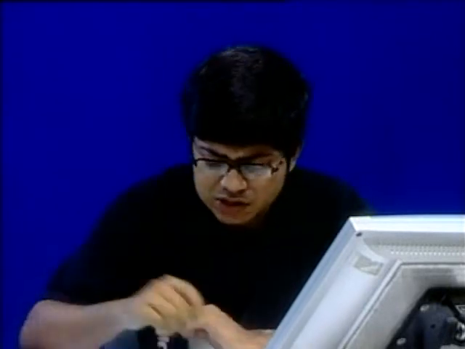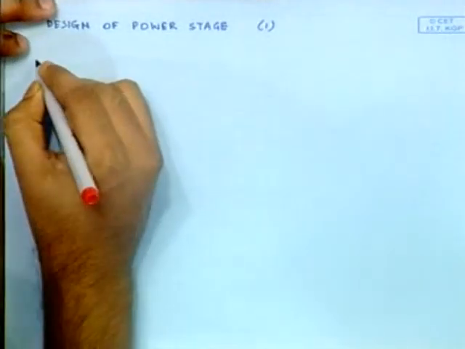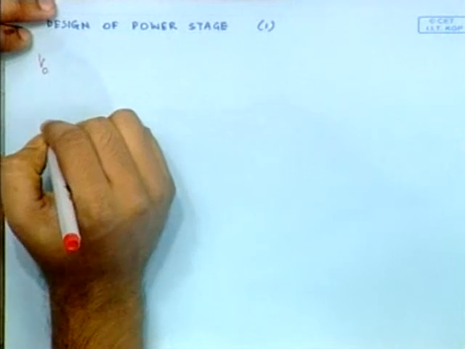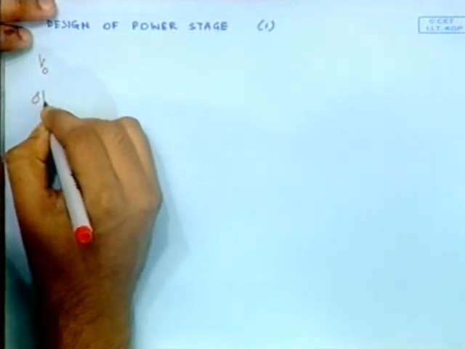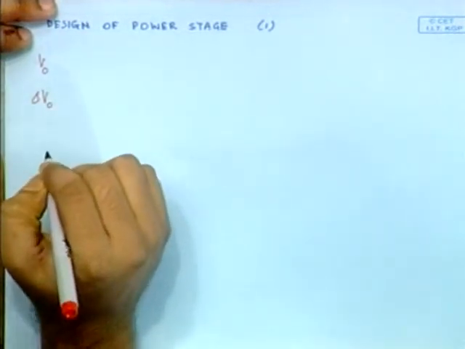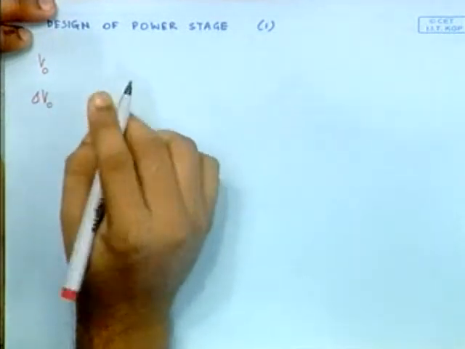That's several small steps involved. First, we will note down the specifications that have to be adhered to. First is V out, okay. Then delta V out. These are all specifications. Delta V out means ripple.